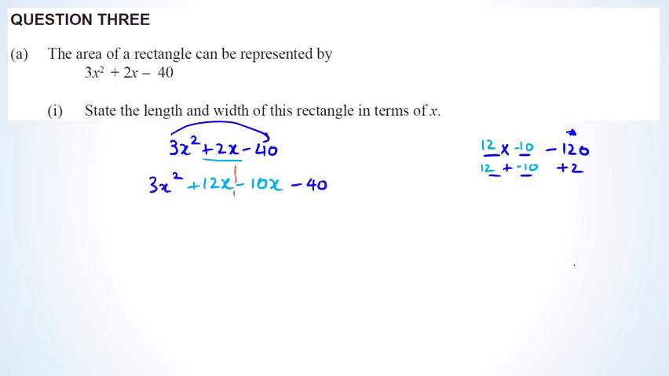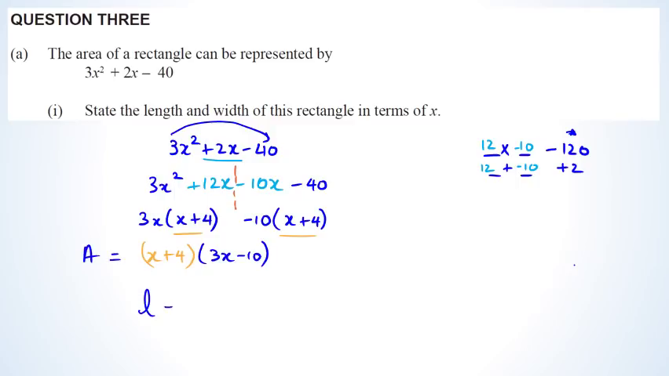Now I need to factorize by parts. The first part I'm going to factorize on the left hand side. I've got 3x as a common factor, which means I'm going to get x plus 4. And then on the right hand side, I've got negative 10 as a common factor, and I'm going to get x plus 4. Because x plus 4 is common, I'm going to take out x plus 4, and I'm left with 3x minus 10. So the length is x plus 4, and the width is 3x minus 10. It doesn't matter which way the length and width go, as long as you factorize, that's the most important part. So achieved for this part.